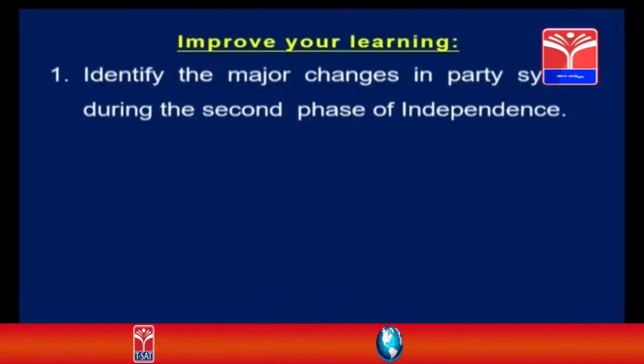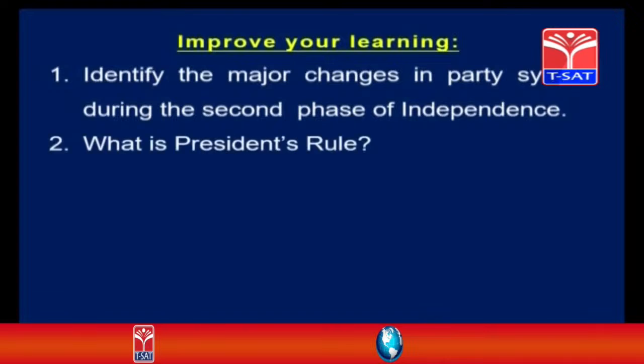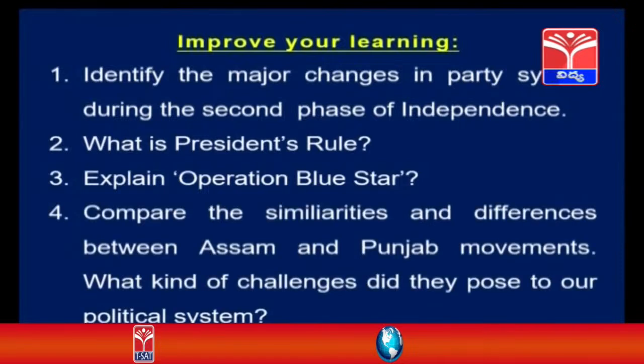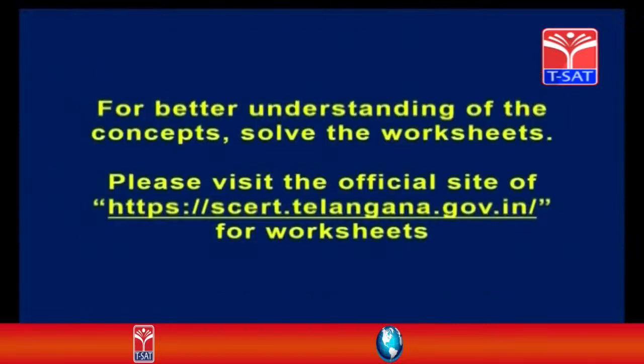Improve your learning. Read the textbook thoroughly and find the answers for this. Identify the major changes in the party system during the second phase of independence and what is the President's role, and explain Operation Blue Star, and compare the similarities and differences between the Assam and Punjab movements, and what kind of challenges did they pose to our political system.